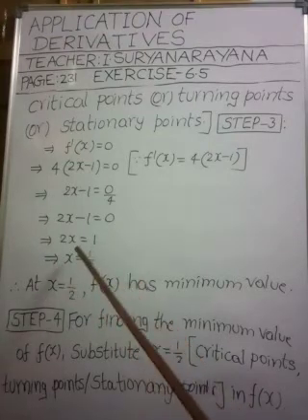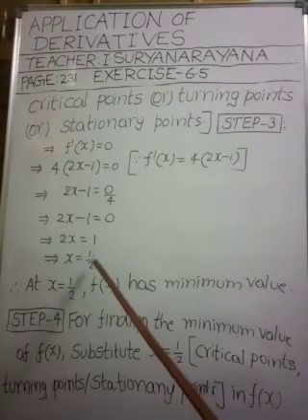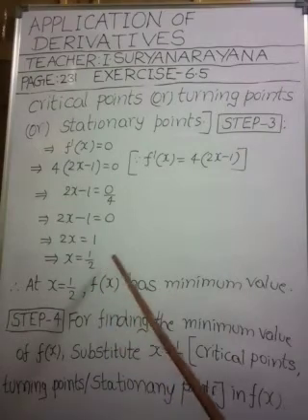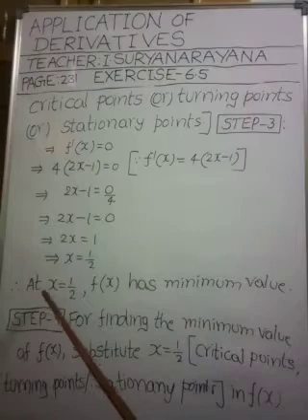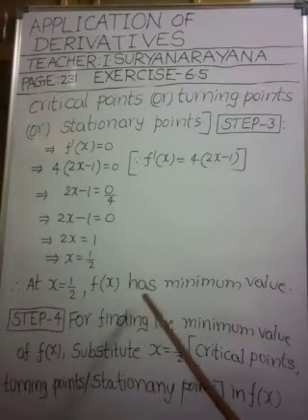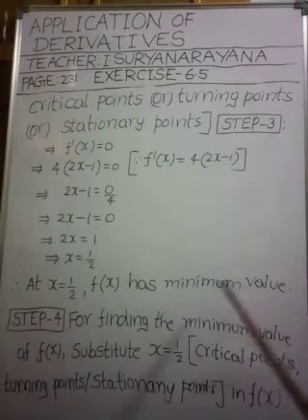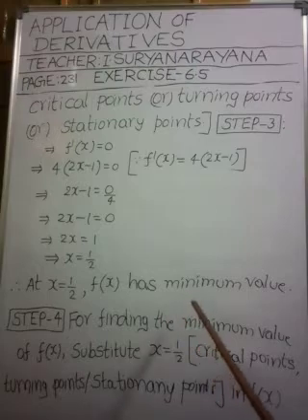This implies what will you get x value? We are sending 2 to RHS. Then it becomes by 2. So 1 by 2. Understood this step, my children? Therefore, we say that at x is equal to 1 by 2, f of x has minimum value. We got a critical point at which the given function has minimum value.